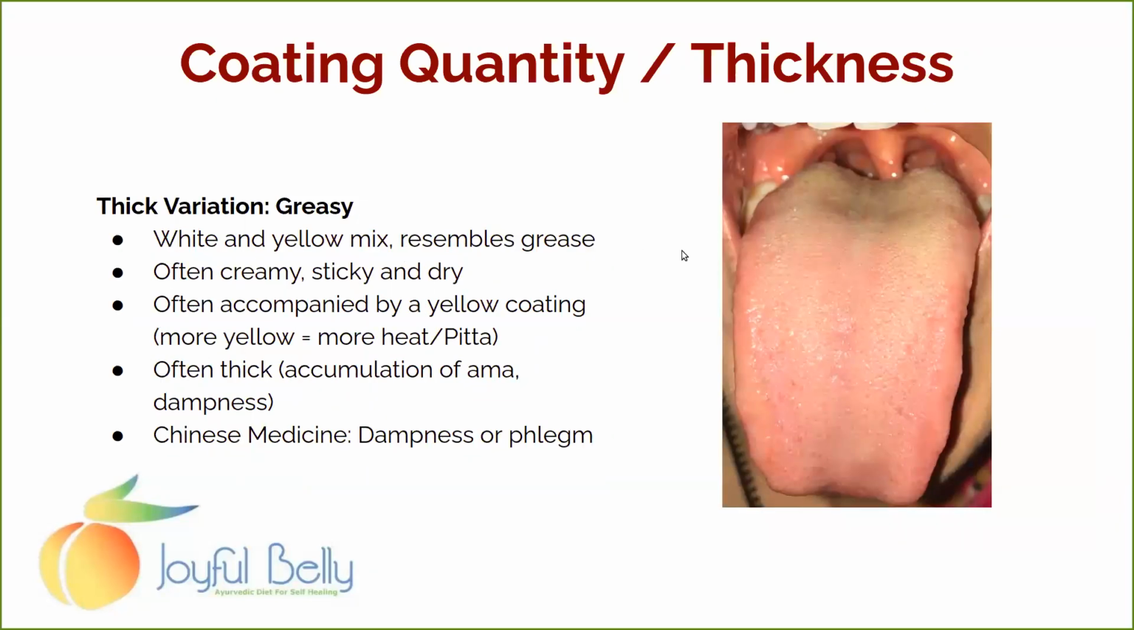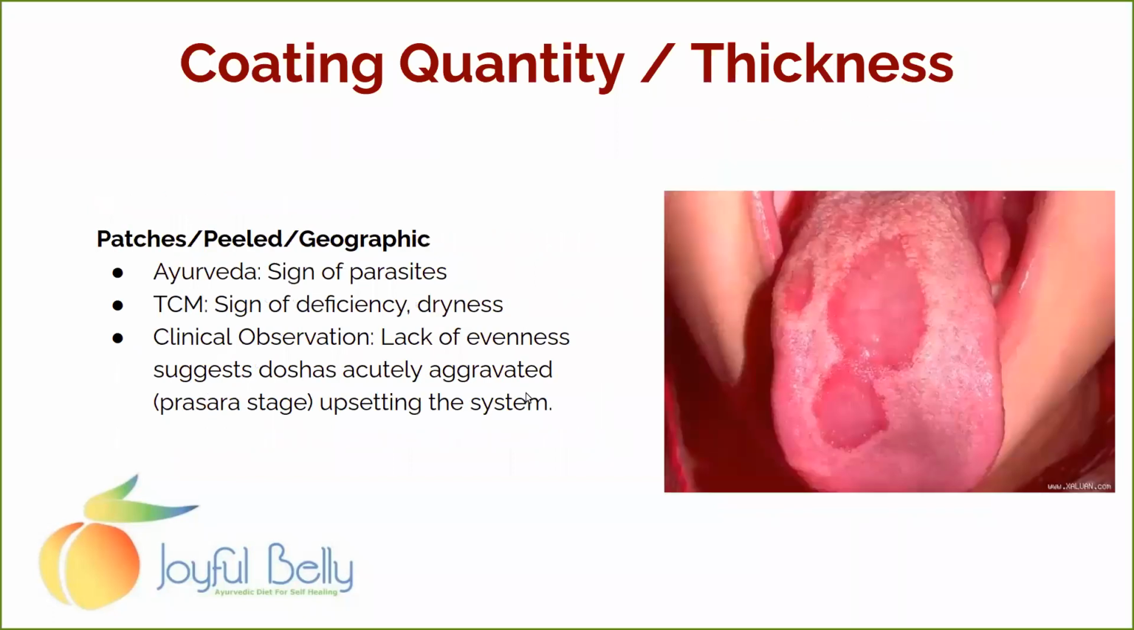All right, sometimes the coating is a sort of white and yellow mix, as on this tongue. This is a thin, greasy coating. You can see that when the white and yellow coating mix, it resembles grease. And this kind of coating is often a little bit creamy, sticky, and dry. This tongue is a little bit pale, in addition to having this sort of greasy yellow coating on it. And when you see the yellow, you're seeing a heat sign, maybe some inflammation in the body somewhere, or stress on the liver. And then the white coating, or the thickness of the coating, points to that dampness or excess.